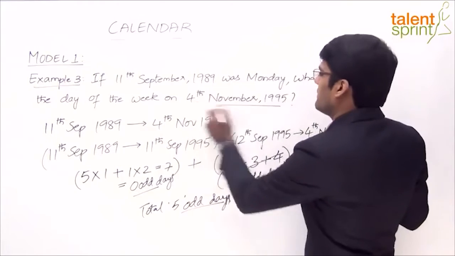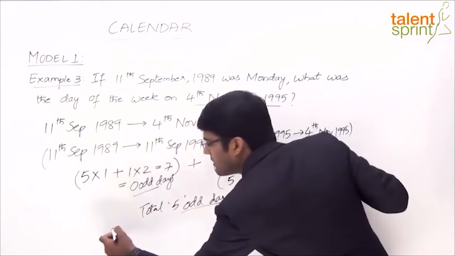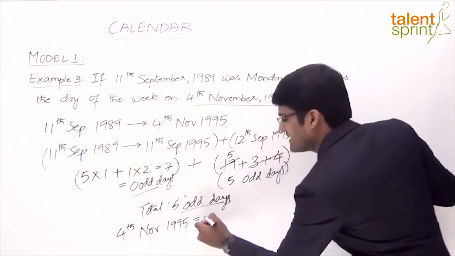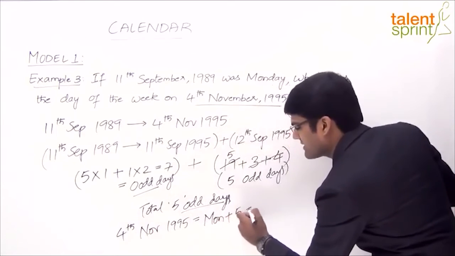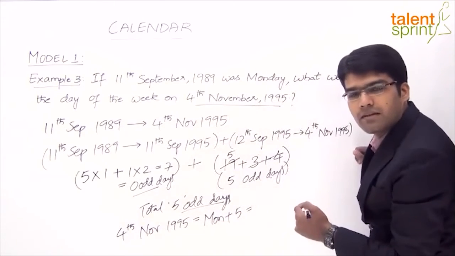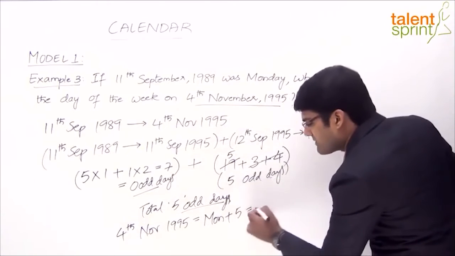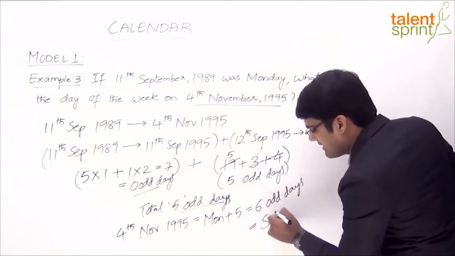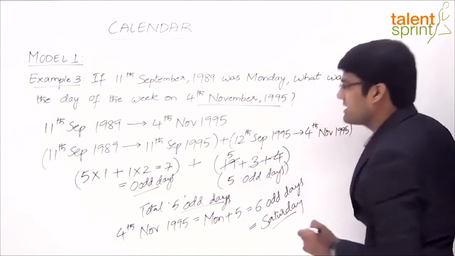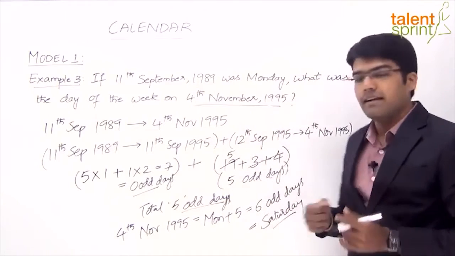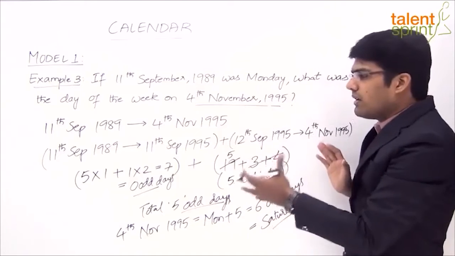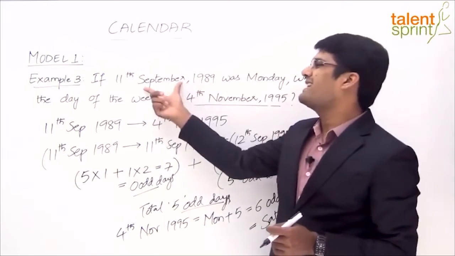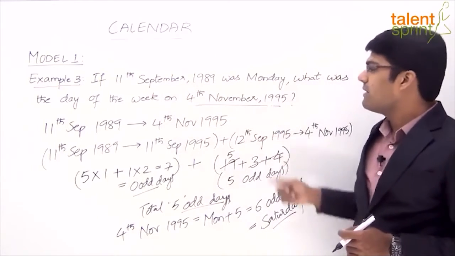Alright, so the day of the week for 4th November 1995 can be taken as Monday plus 5 odd days. Monday is nothing but 1 odd day, as we have learned from the reference chart. So 1 plus 5 equals 6 odd days, and 6 odd days means that it was a Saturday. So what was the day of the week for 4th November 1995? It was a Saturday. Remember, the solution may look lengthy, but the calculation is not difficult. All you need to do is quickly find out the number of odd days in this period, and based on that we can find out the day of the week.